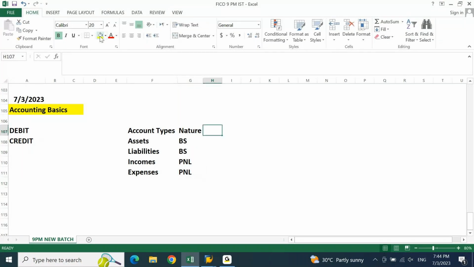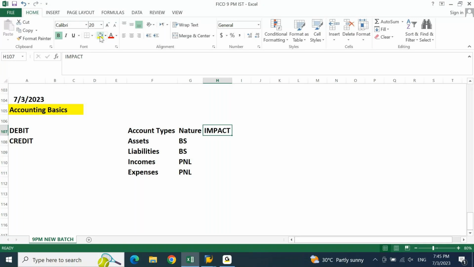Now, I will write something called impact. What impact is going to happen when you debit? What impact is going to happen when you credit? Normally, when I am talking about asset, what will be the impact? Normally, there are only two impacts. Impact number one is increasing, impact number two is decreasing. Either the amount will go up or the amount will come down. If your amount is going up, what is going to happen? If your amount is coming down, what is happening?